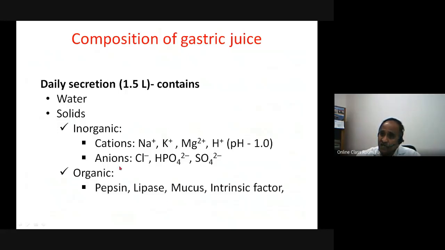The organic contents include pepsinogen, and the active form is pepsin, from the peptic cells or chief cells. This digests the proteins. Then we have a lipase known as gastric lipase that digests small fragments of lipids. The mucus provides a protective layer for the entire stomach to prevent autodigestion. Then we have intrinsic factor, which is necessary for the absorption of B12.